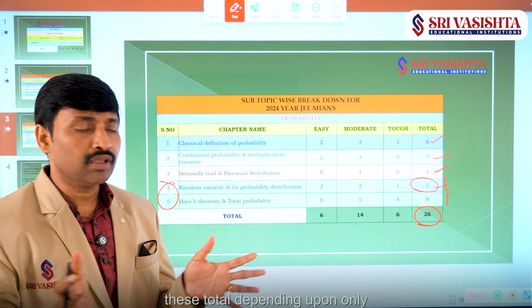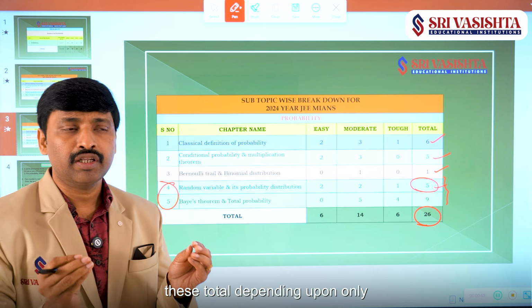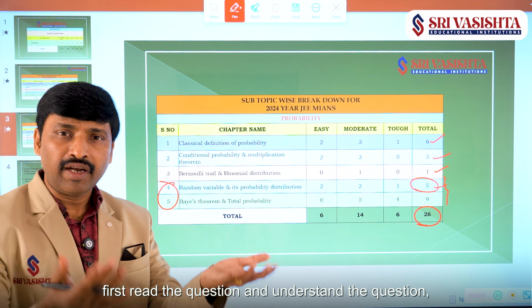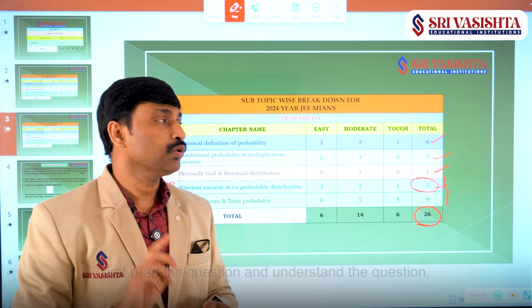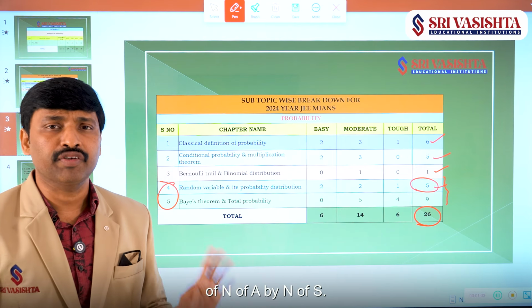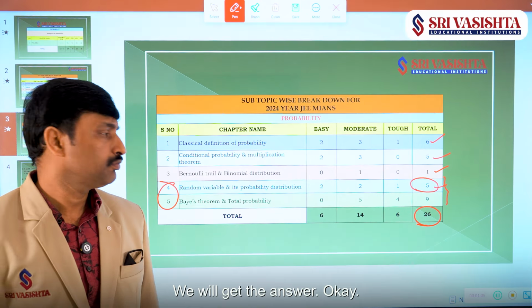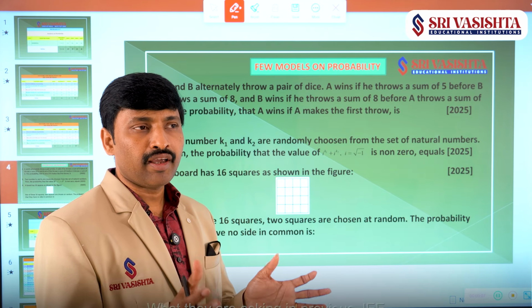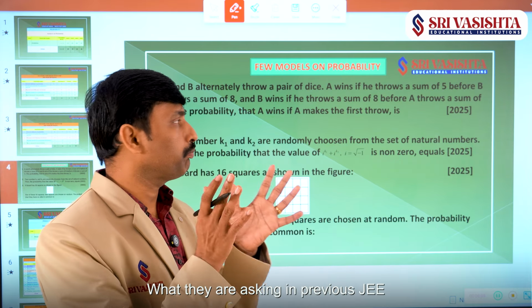These totals depend only on the terminology of the question. First read the question and understand it, go through the basic formula n(A) by n(S), and we will get the answer. Okay, let us see a few different models of what they have asked in previous JEE Mains.